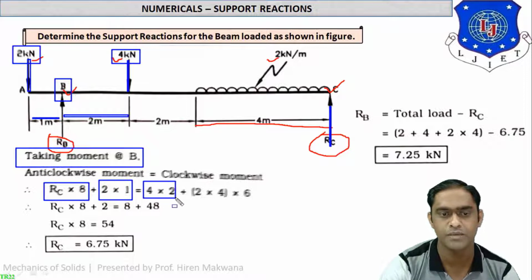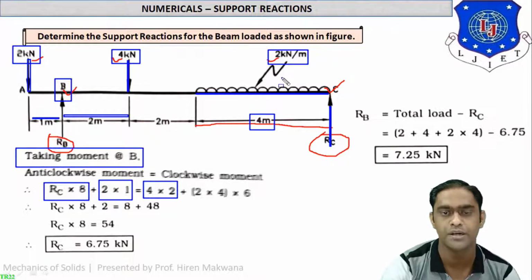So 4 is the point load and the distance will be 2 meter. Okay, so this is the clockwise movement. Now for this UDL, the total load is 2 kilonewton per meter and the total distance available is 4 meters. So the total load will be 2 into 4, 8. So this is the solution of the UDL, 2 into 4.